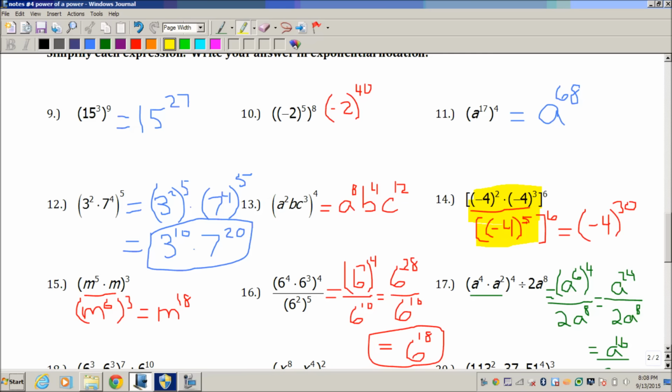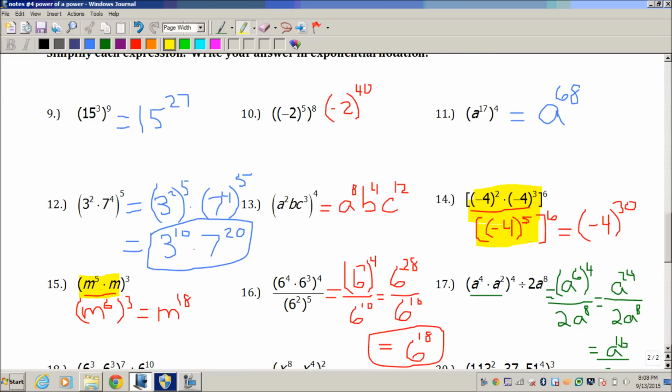Okay, the same thing happens in number 15. First, I'm going to simplify inside the parentheses. So I'm going to add those exponents to get m to the 6th. Then m to the 6th raised to the 3rd power, I multiply and I get m to the 18th.